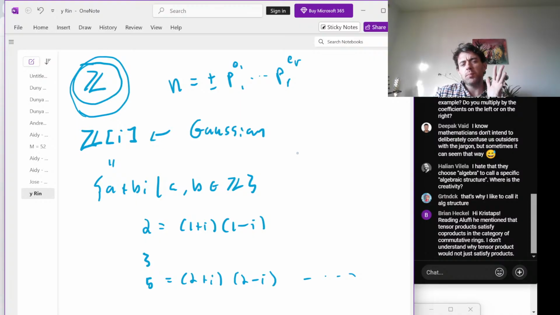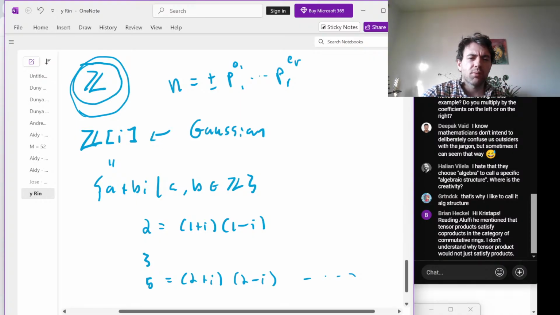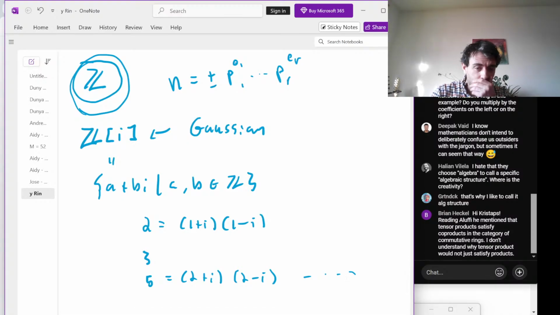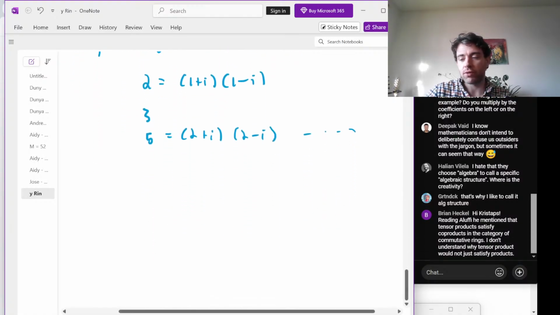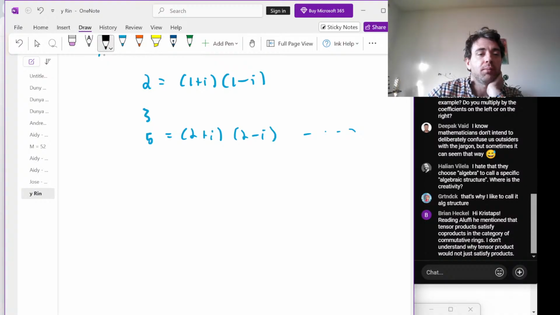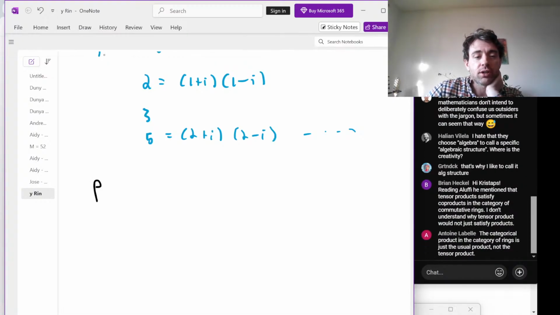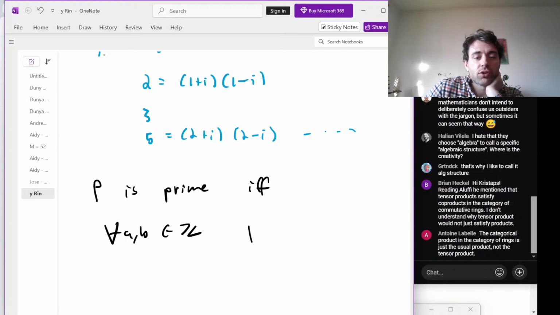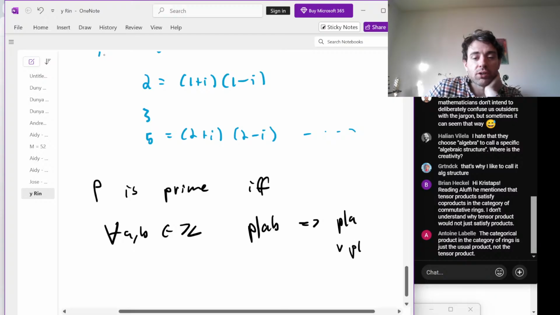Okay, but now what do we mean by prime in this other case? Again, there's divisibility and 1 by itself and whatnot. So how do we come up with a new definition of prime? One of the hints as to what the right definition should be is to look at the old definition of prime, and it turns out an equivalent definition is that p is prime if and only if for all a, b in the integers, if p divides ab, then p divides a or p divides b.